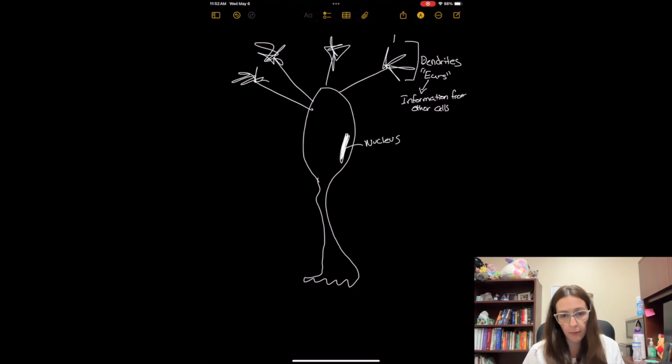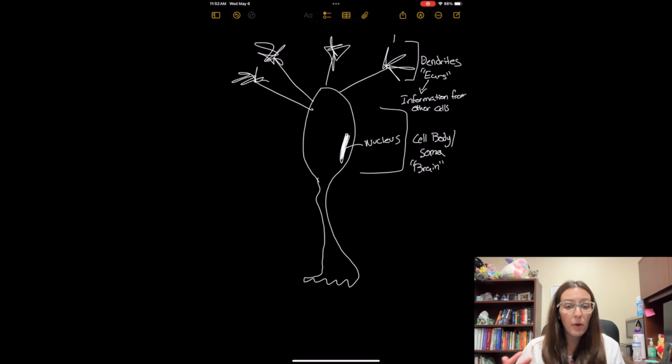Then that information can be moved, right? So I've heard something, and it's moving into my brain. My brain is the cell body, or the soma. And this is what I would refer to as the brain, right? This is where I can start processing. What we mean by processing when it comes to a neuron is the changes in voltage.